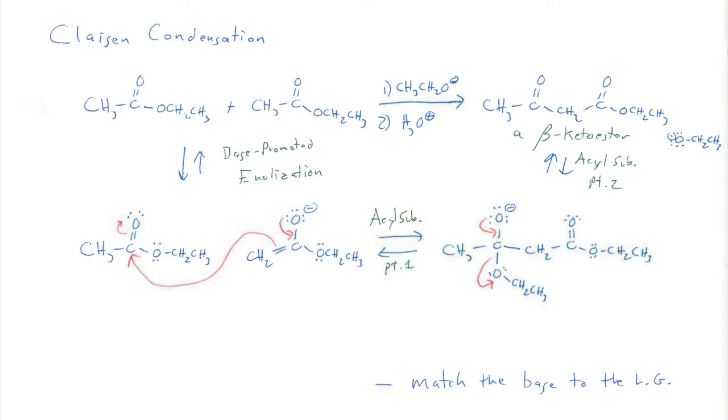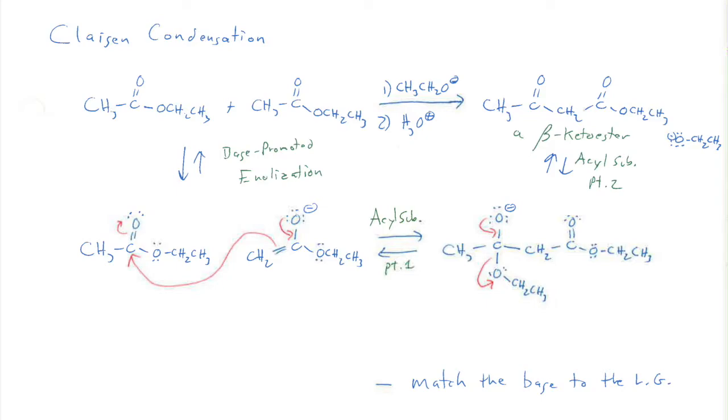If you try to use something really simple like hydroxide, the reaction would work. The hydroxide would be plenty basic enough to go ahead and enolize that ester. The problem, of course, is that hydroxide would also participate in acyl substitution as a nucleophile. In other words, you'd wind up getting hydrolysis. You'd wind up making carboxylic acids out of your esters because of a competing reaction. Using ethoxide kind of gets around that.